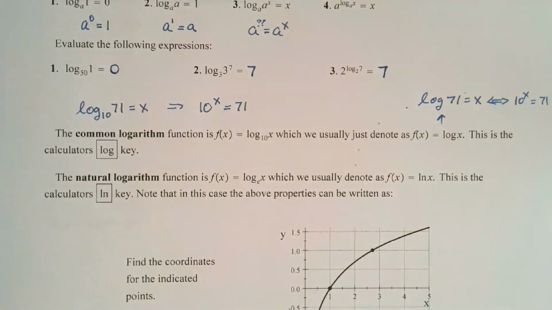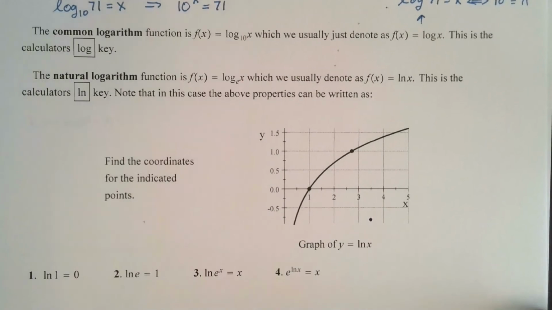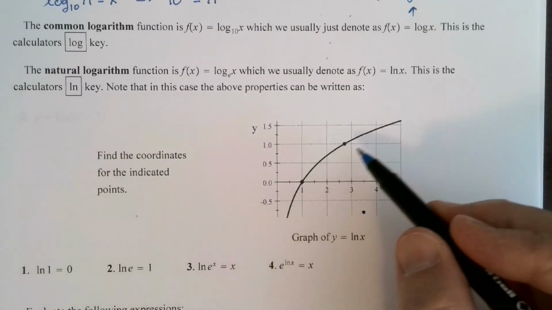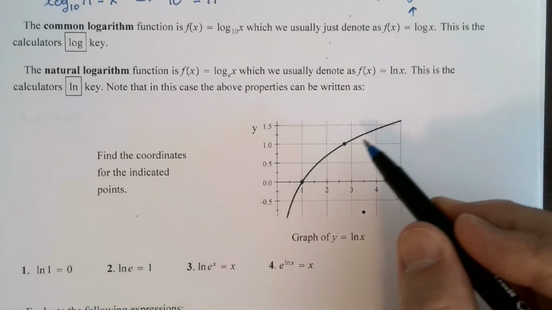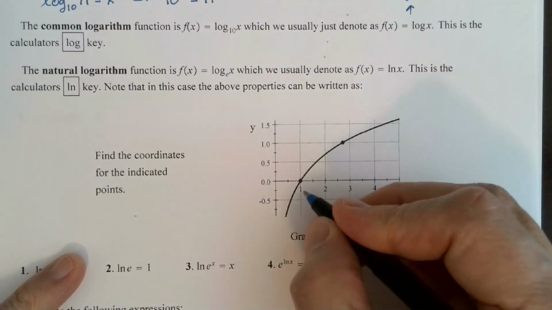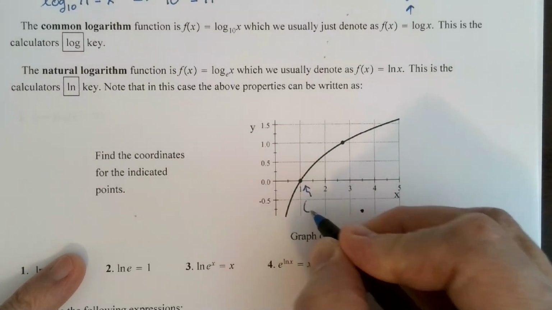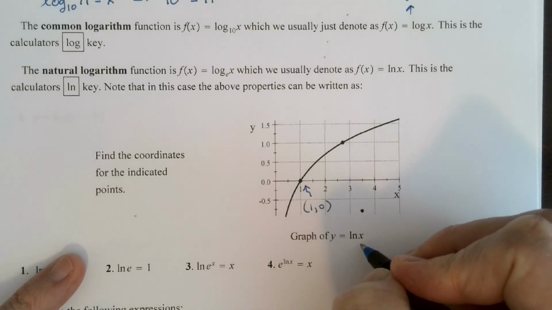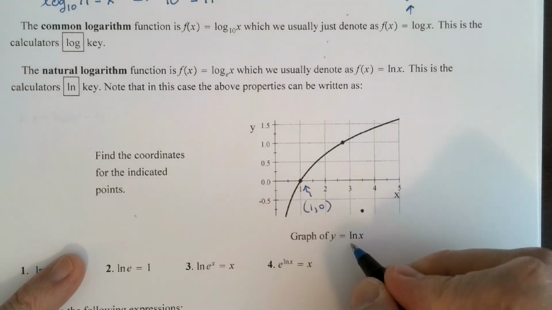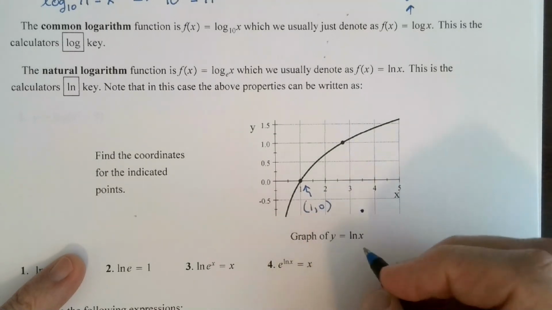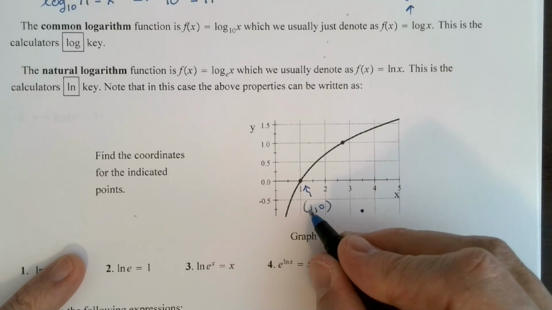Now, the graph of the natural logarithmic function is shown here. Remember, graphs of logarithmic functions where the base is greater than 1 look like this. And so what are the coordinates for the indicated points? Well, obviously this point is what? As is true for all logarithmic functions, (1, 0) is the x-intercept. And that's because the power on the base, which is e, needed to get 1 is 0. e to the 0 is equal to 1, therefore the natural log of 1 is 0.